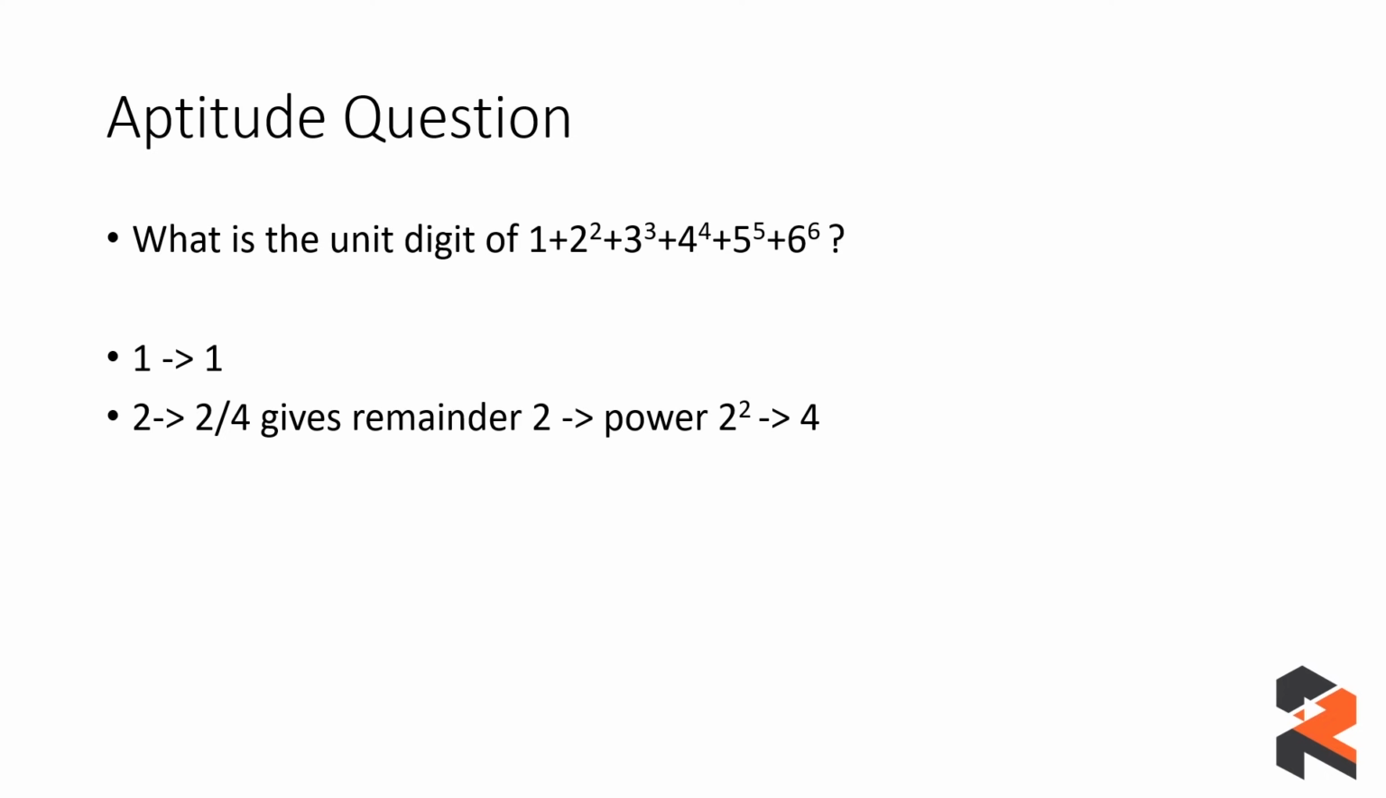Similarly, the case is the same for 3. So 3 divided by 4 gives a remainder of 3. So the power of 3 will be nothing but the remainder. So your remainder is 3. So 3 to the power 3 will give you 27. So the unit digit is 7.